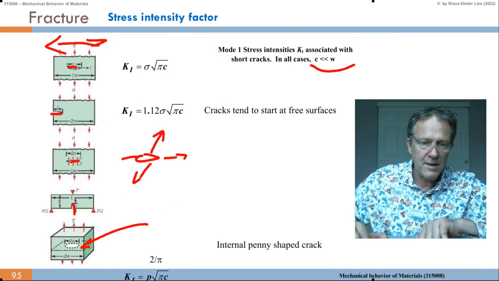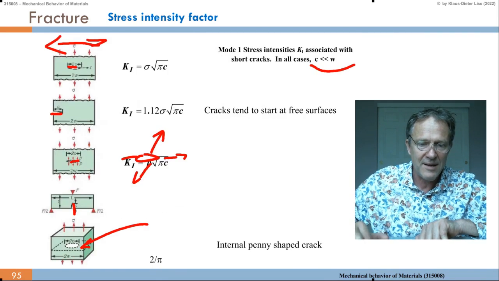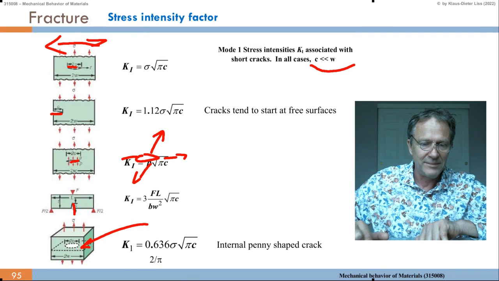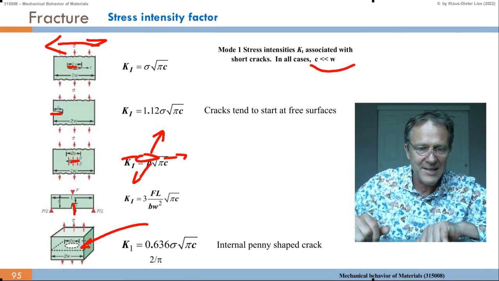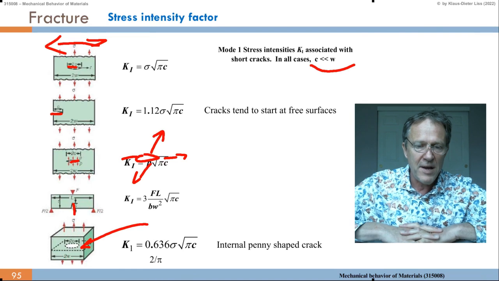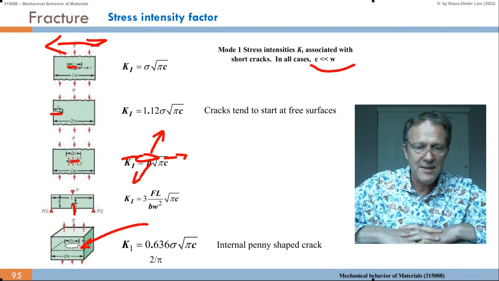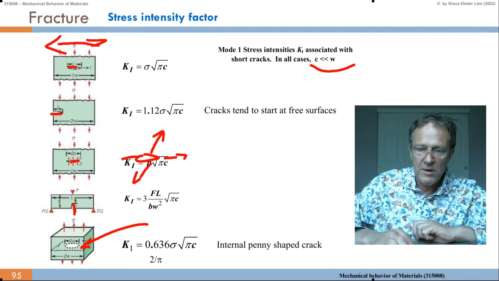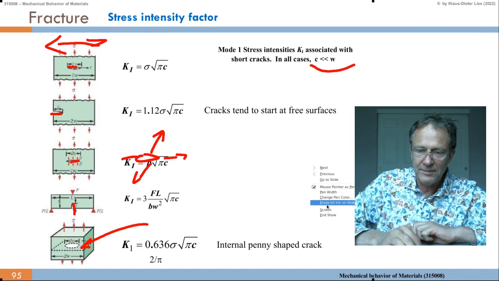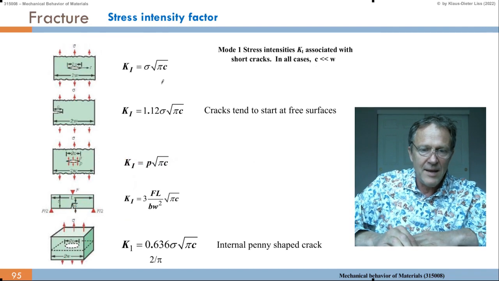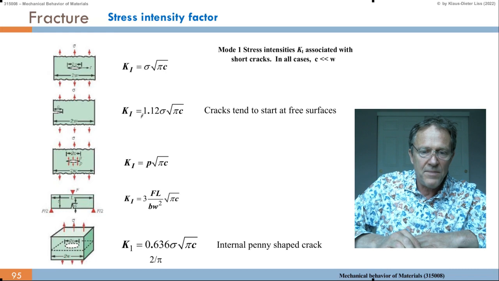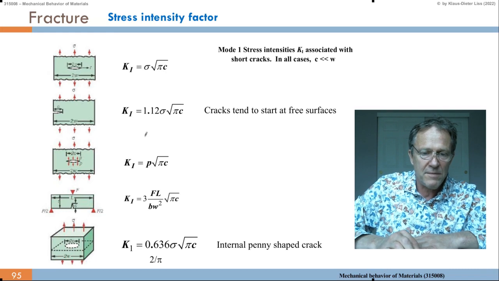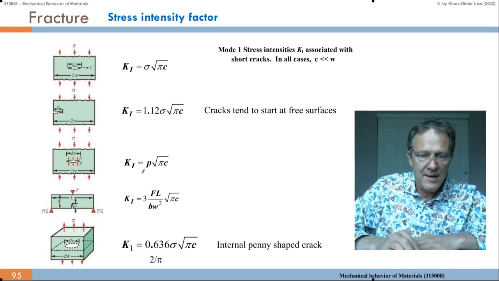Oh, here come the nice numbers. Okay, I didn't know. I don't make fancy slides like other people do. I got these slides here. Great. So here we have all the stress intensity factors for those situations. Namely just sigma square root of pi c, and 1.12 times that one.